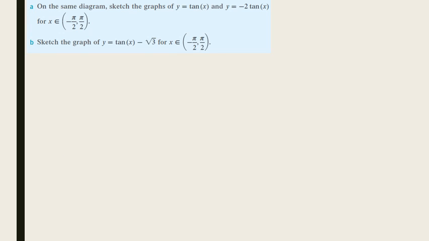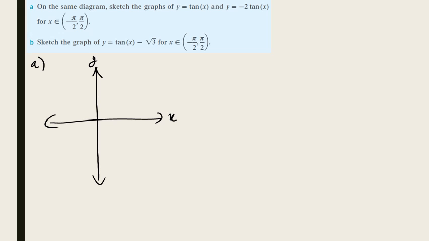Alright, on the same diagram, sketch the graphs of y equals tan of x and y equals negative 2 tan of x. So I'll draw y equals tan of x first, and then I'll put in negative 2 tan of x in a different color. I'll use black for this one, and I'll use orange for this one. So y equals tan of x. We start from 0, going up, this goes to pi on 2, and then on the back it goes to negative pi over 2.